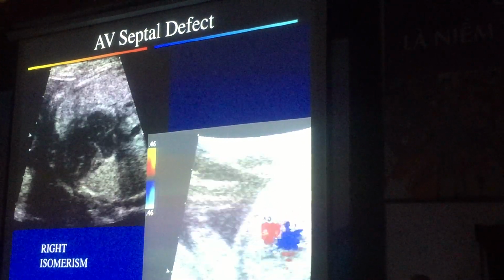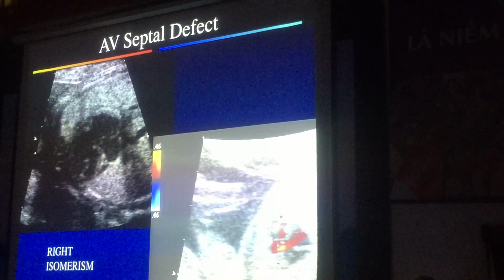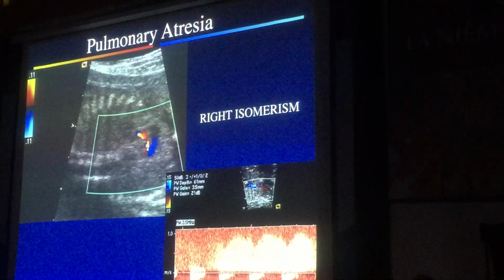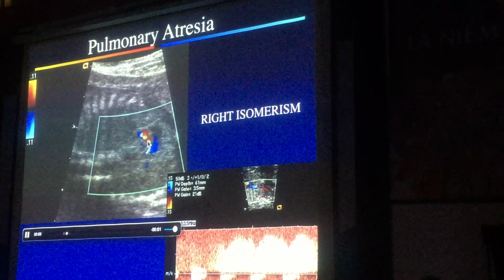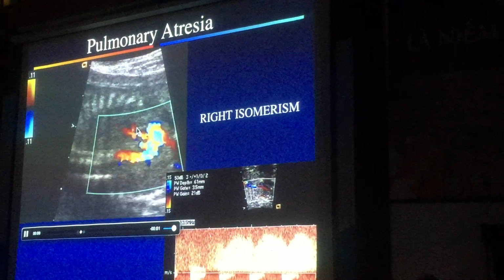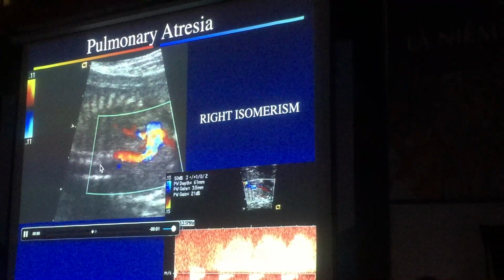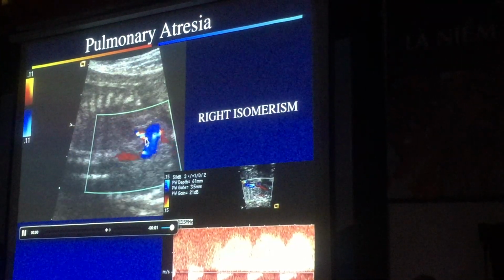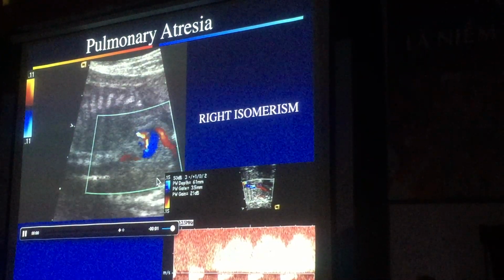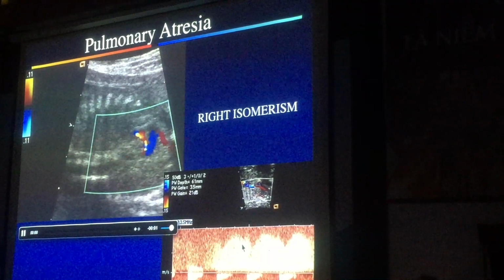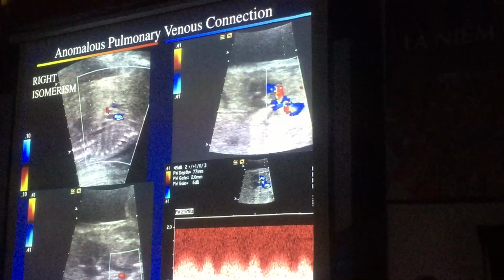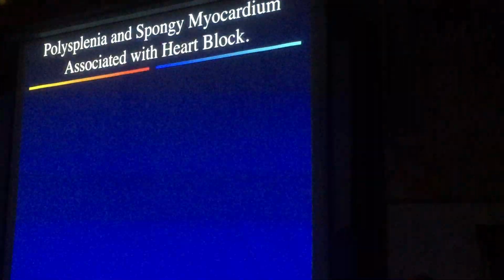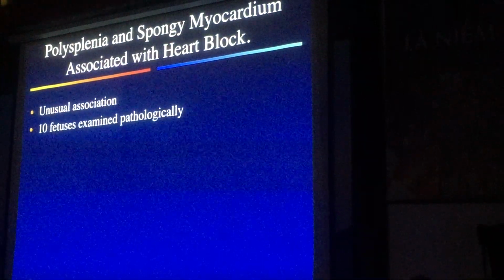Here's an AV canal. We've seen that before. Type C AV canal, big atrial and ventricular components. There's pulmonary atresia with the left to right ductus shunt. This is the ductus shunting to a very small pulmonary artery. Here's the aortic arch. The blood flow is coming back into this pulmonary artery and supplying the pulmonary artery. And here's the Doppler velocity across there showing that it's not doing very well.